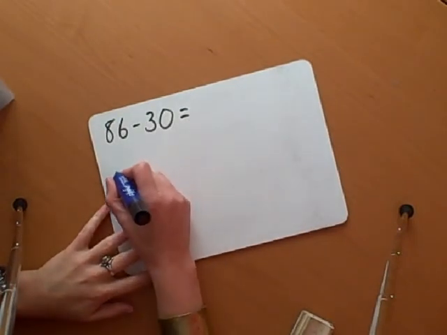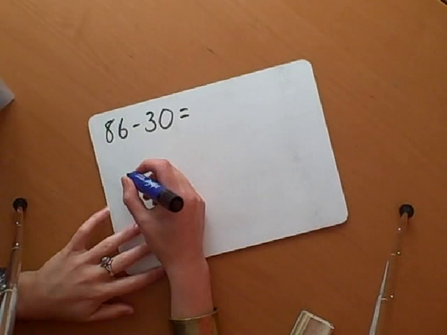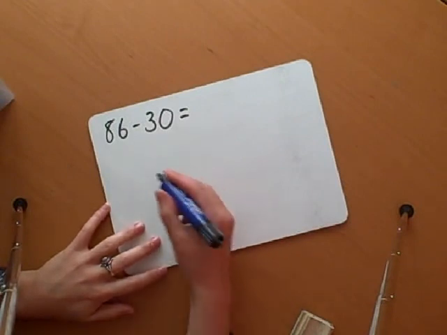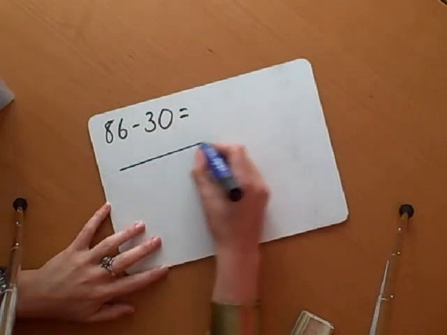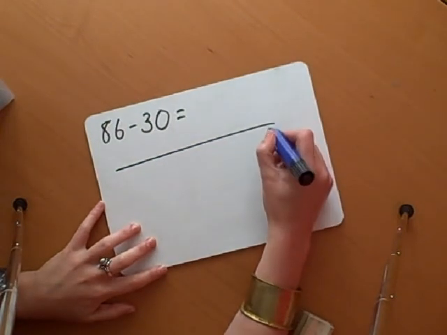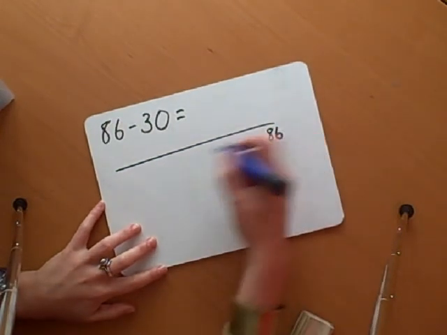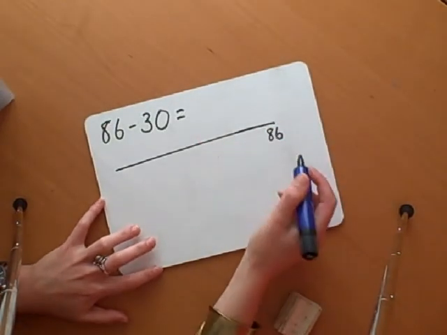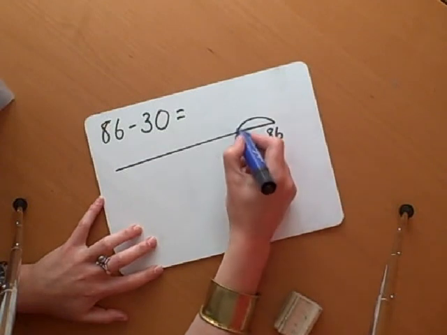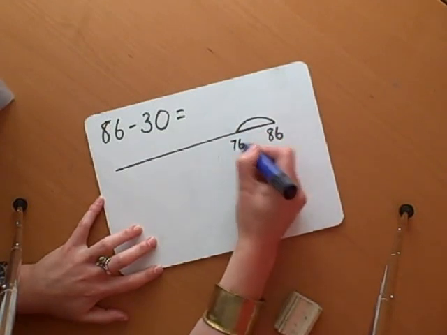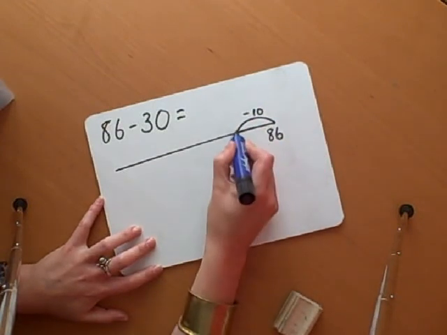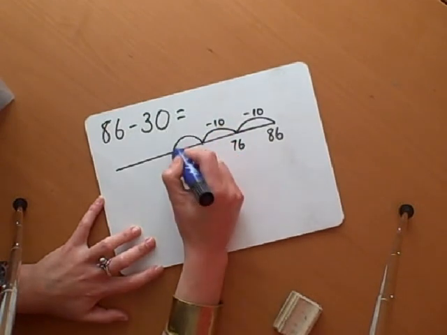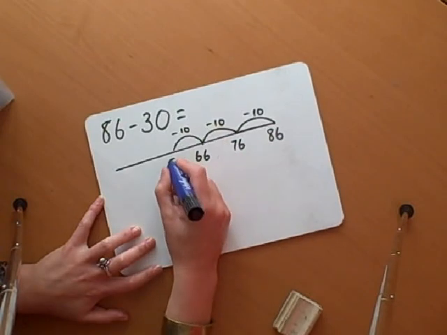So this is a mental strategy, so something we hope the children will be able to do in their minds, but it helps them to have a model. If they're struggling, it's useful to draw a number line. You're going to start at 86, and the larger number is always on the right. So we're going to count back 3 tens from 86. Take away 1 ten, and we get to 76. Take away another 10, and we get to 66. Take away another 10, and we get to 56.